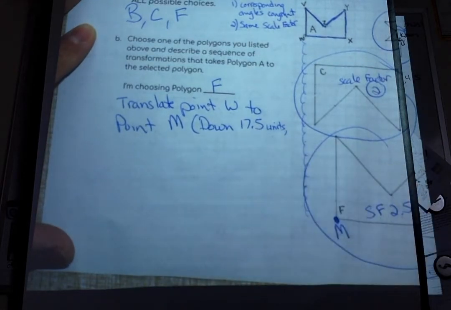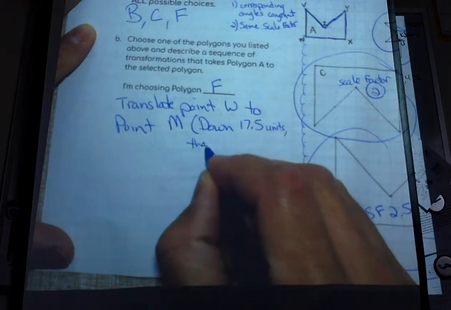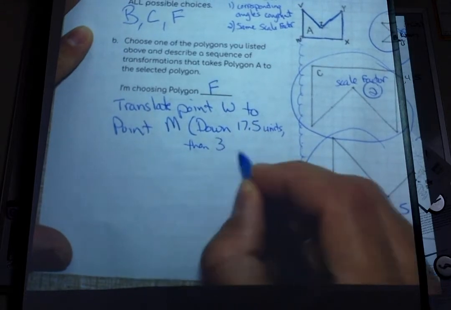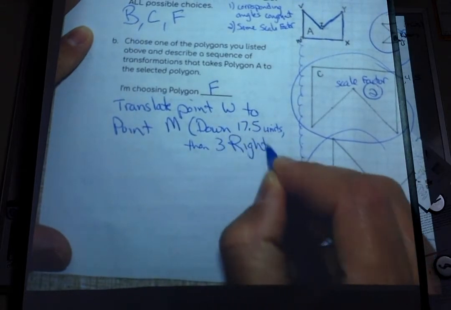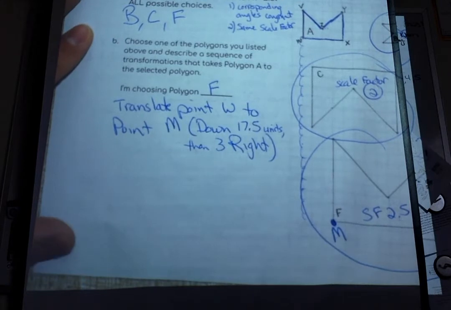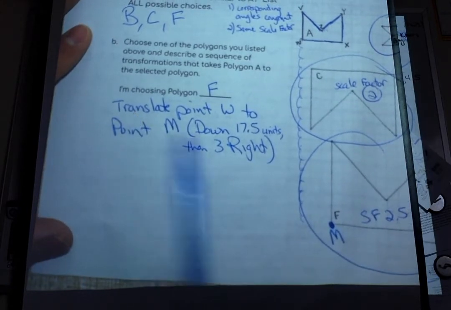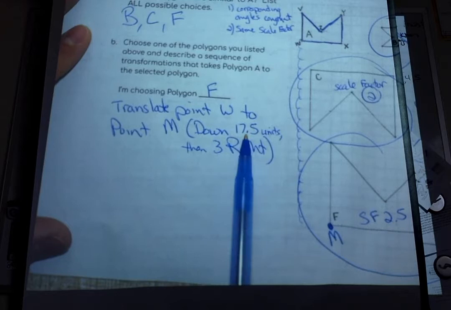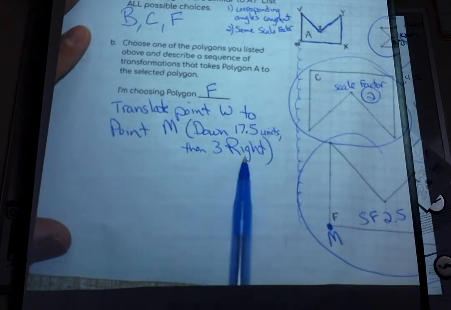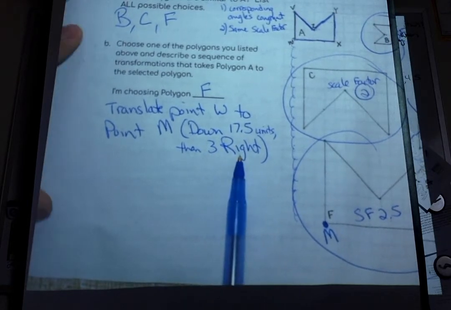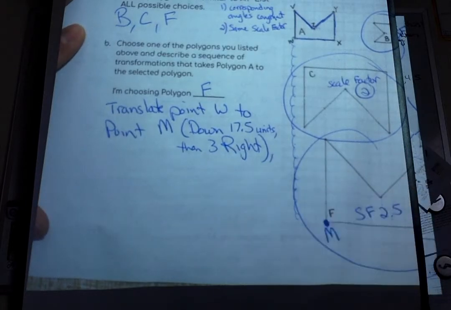And then, so we're down 17 and a half. Then we're going to move to the right. And so that means I'm going to move 1, 2, 3 to the right. Okay, so we mentioned we're going to translate, and we're moving down 17 and a half units, and then 3 to the right. Okay, we did that. So now we're at this point right there.